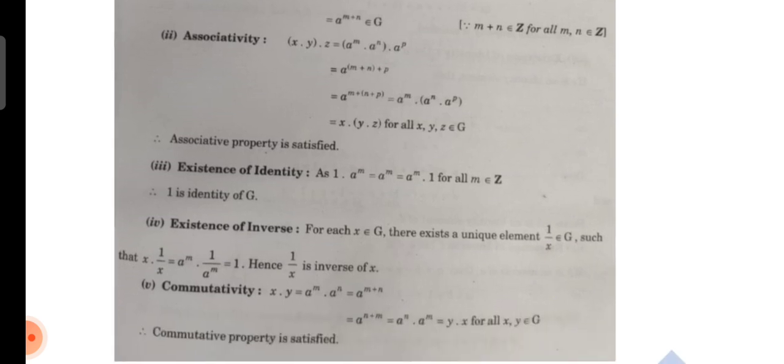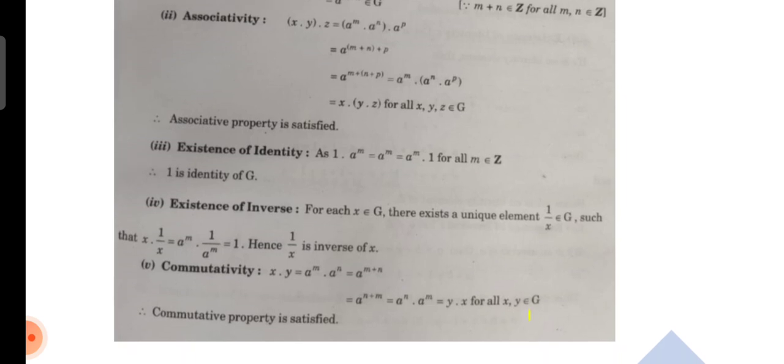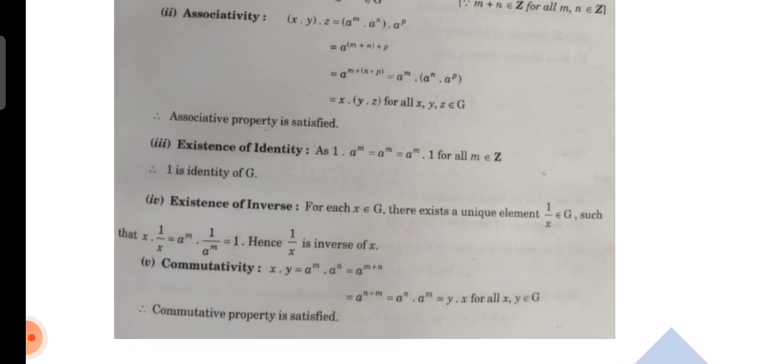Next is existence of identity. So we have our number a^0, which is 1, which belongs to our set G. If we multiply 1 with any element of the form a^m, then we get a^m only. So for this example, we have 1 as the identity element.